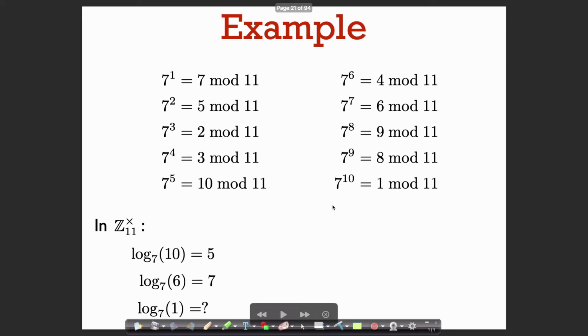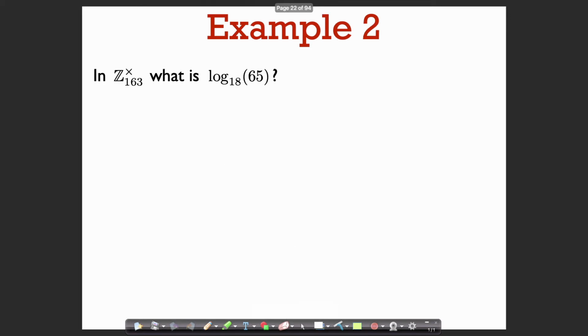Okay, so this is to get you more familiar with the discrete logarithms. And now to give you a bit of a flavor of the computational complexity of discrete logarithms, let's look at a bigger group here. So let's look at the group of units modulo 163. Okay, so what is the log base 18 of 65? This is just to give you a sense of, it's not at all obvious what this should be.